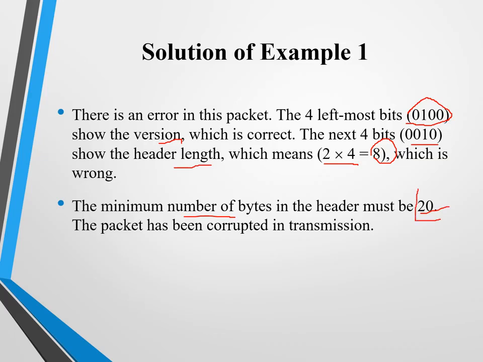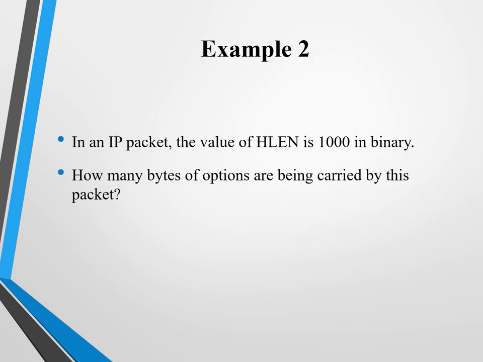आपको जैसे कि पता है कि हमारी जो header की minimum number है that is 20 to 60 मतलब total 20 to 60 bytes है. तो यहाँ पे आप कहते हो the packet has been corrupted in the transmission. Next question है कि if an IP packet the value of HLEN is 1000 in binary, how many bytes of options are being carried by this packet.